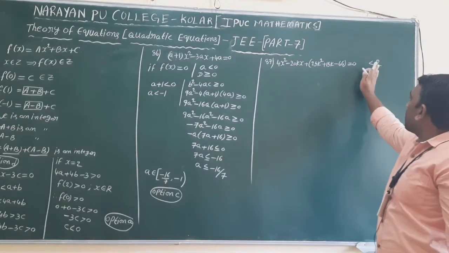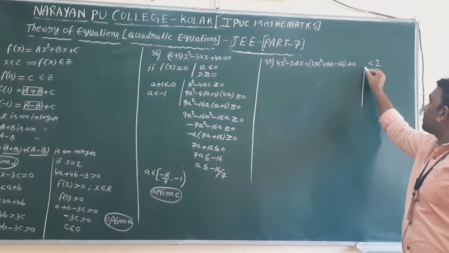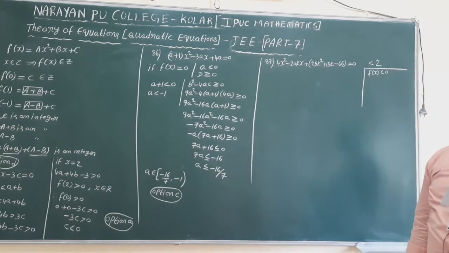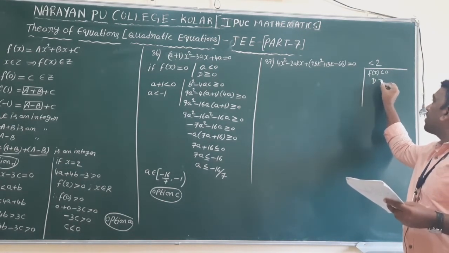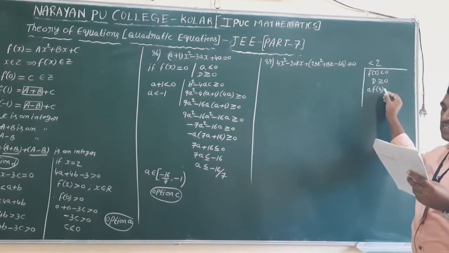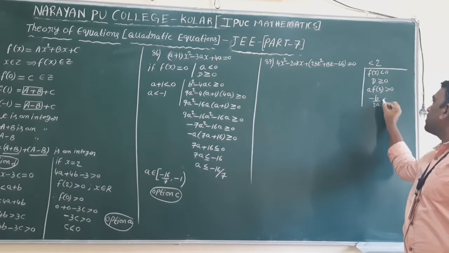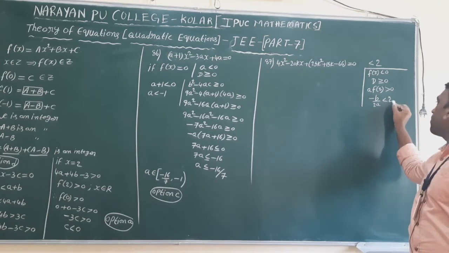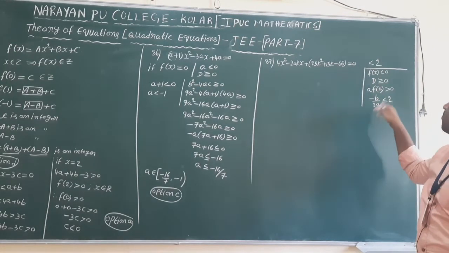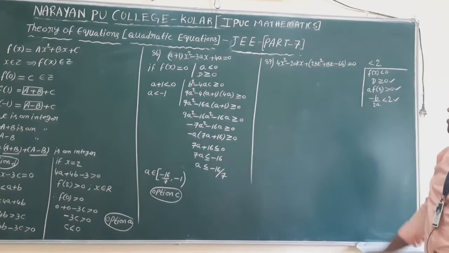So here, completely f(x) is less than 2, that means f(x) value is less than 0. Then the conditions we know already: discriminant is greater than or equal to 0, a·f(2) is greater than 0, and −b/2a is less than 2. If the discriminant is 0, there is only one real root, so −b/2a is less than 2 is given. So these three conditions we need to verify. So we'll see it.